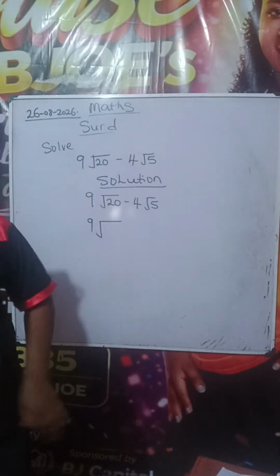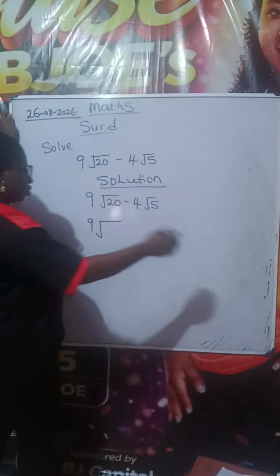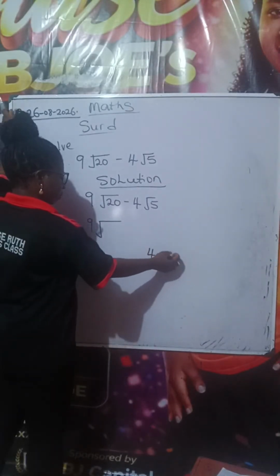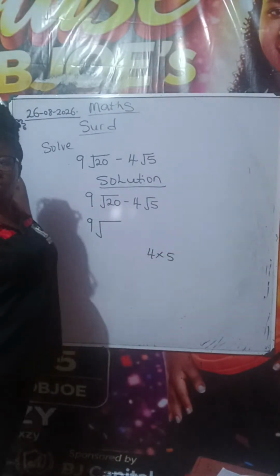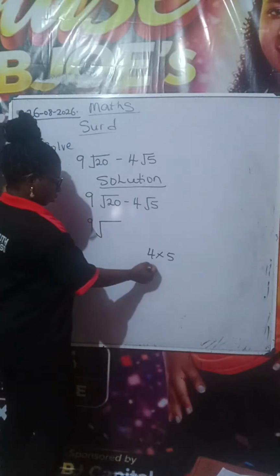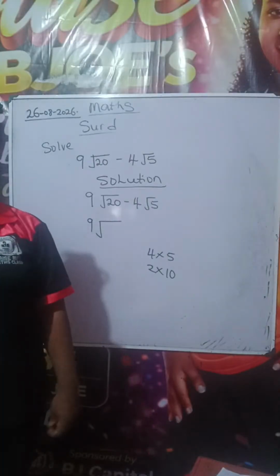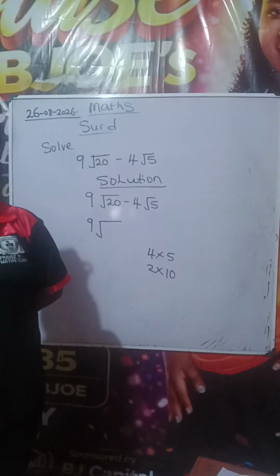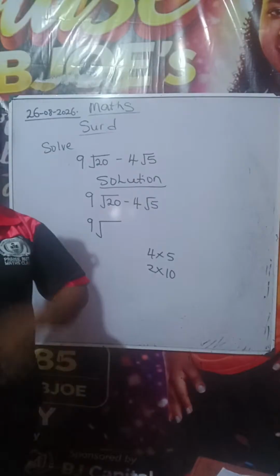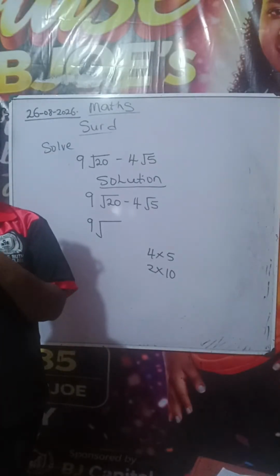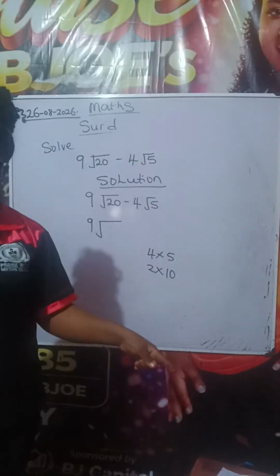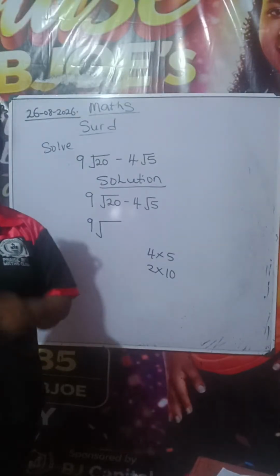4 times 5. All right. Now, I want to write it out first. 4 times 5. What of 2 times 10? Can we use it? Because everybody is saying 4 times 5, but I know that there are some people sitting down and just thinking about what of 2 times 10. 2 times 10, can we use it?